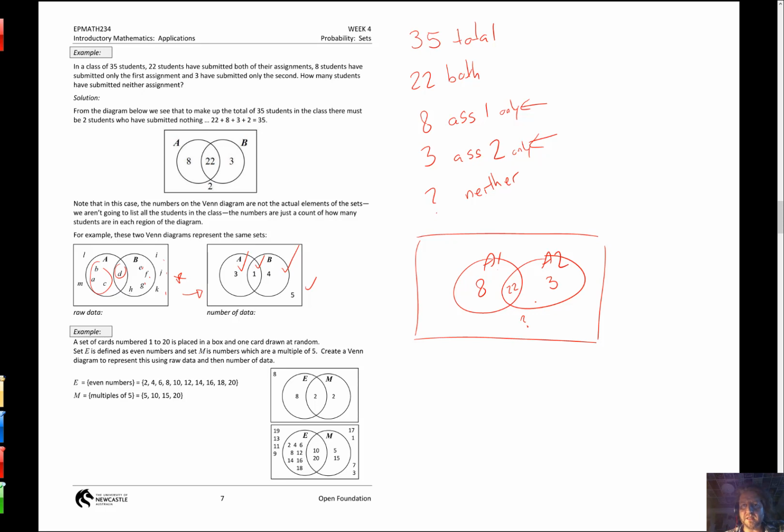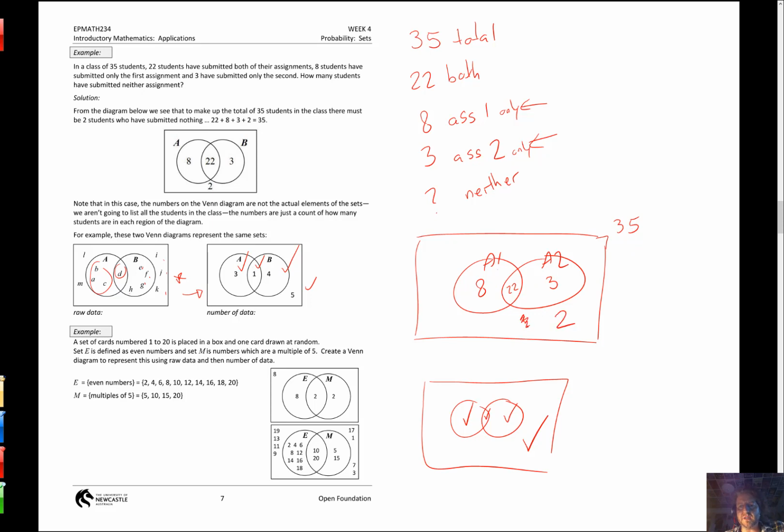How many submitted neither? Well, given that I know that all categories have got to add up to 35, and you can see there are actually only 4 unique categories in these Venn diagrams: in here, in the overlap, in here, or in here. There's only 4 numbers in a Venn diagram. I've got 3 of them and I'm missing 1. Well, let's add them up. 8 plus 22 is 30, plus 3 is 33. All of these things only add up to 33. So there must be 2 more out here to make it add up to 35.